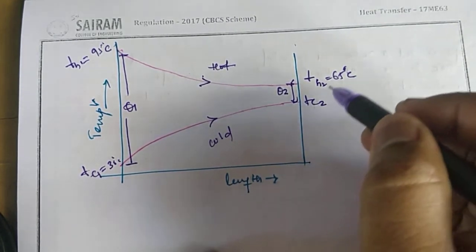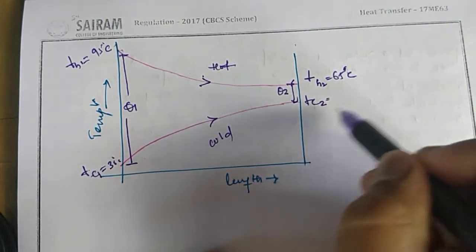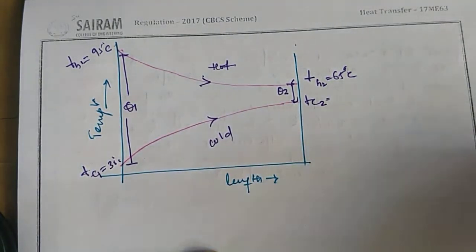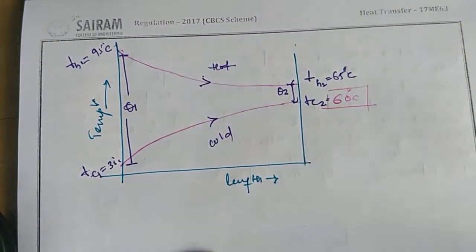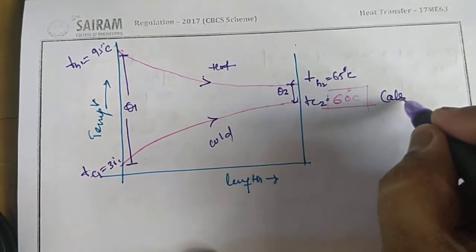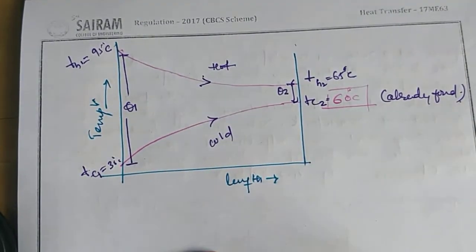Already we found that this TC2 value is 60 degrees centigrade, we got it. So after finding this we can write it, no problem. So this value is 60 degrees centigrade. This is already found from the problem. Okay, the question is what would be the LMTD value for this.